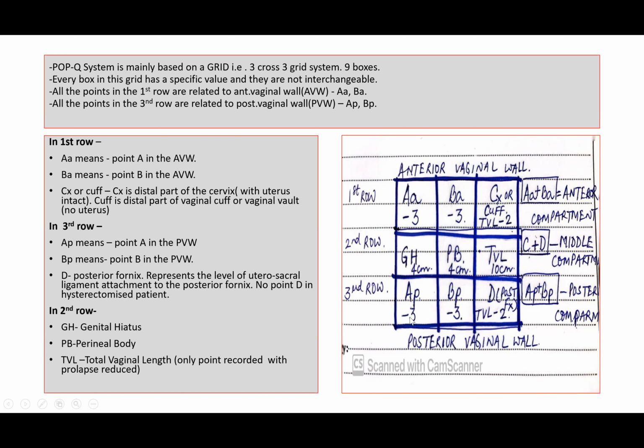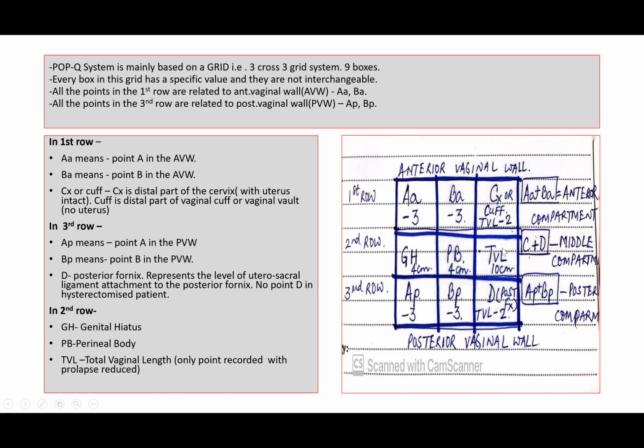Let's come to the third row. Here, AP and BP. P is the posterior vaginal wall. AP is point A in the posterior vaginal wall. BP is point B in the posterior vaginal wall. In a non-prolapsed uterus, the value is again minus 3 centimeter, minus 3 centimeter. And D is the posterior fornix, and it represents the level of uterosacral ligament attachment to the posterior fornix. In a hysterectomized patient, there is no point D. Okay.